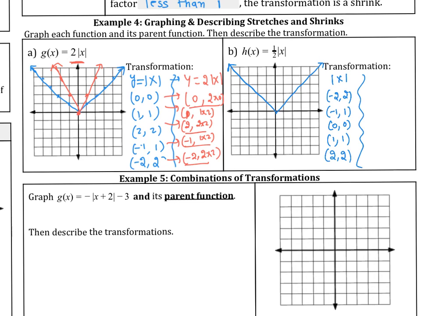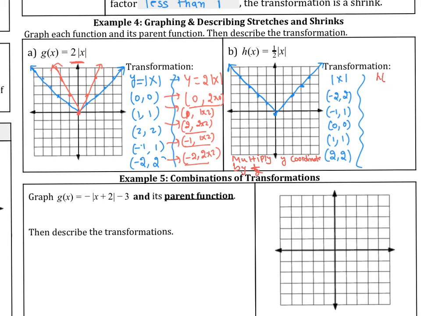Next example, h(x) equals 1 over 2 times absolute value x. Again, the points that we got from the table when we made a table are negative 2, 2, negative 1, 1, 0, 0, 1, 1, and 2, 2. Starting from 0, 0, it's a symmetrical figure. So 1, 1, 2, 2, 3, 3, 4, 4, and on the other side, same thing.